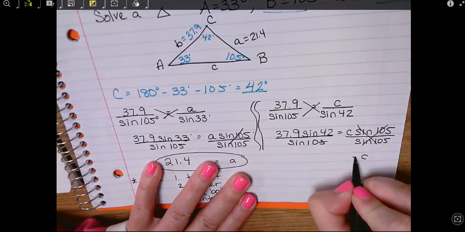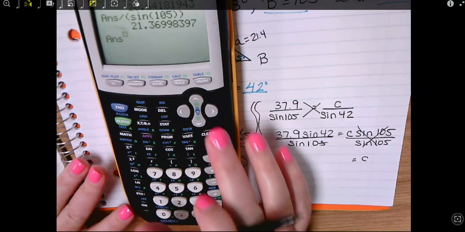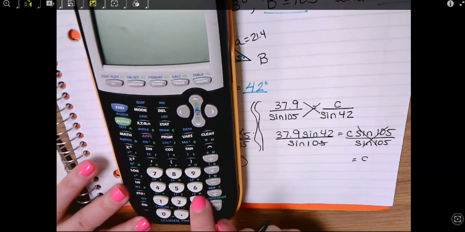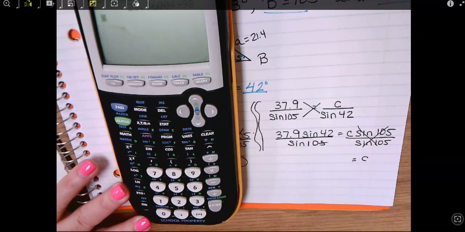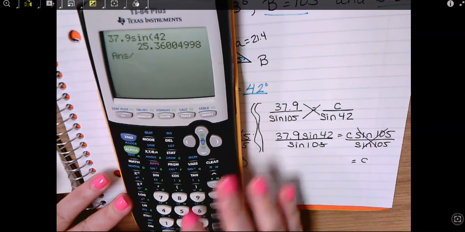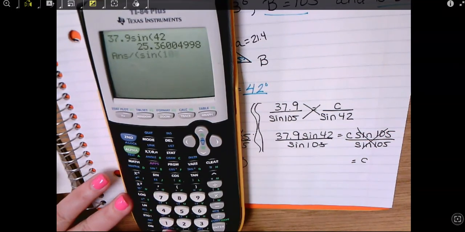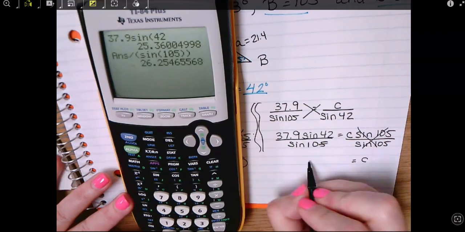So c equals, now again, we're going to type this in slowly. Let me hit clear. So 37.9 sine of 42, enter. Oh, you can't see that, can you? Now you can. Divided by sine of 105. That should be a 5. And I get 26.3.